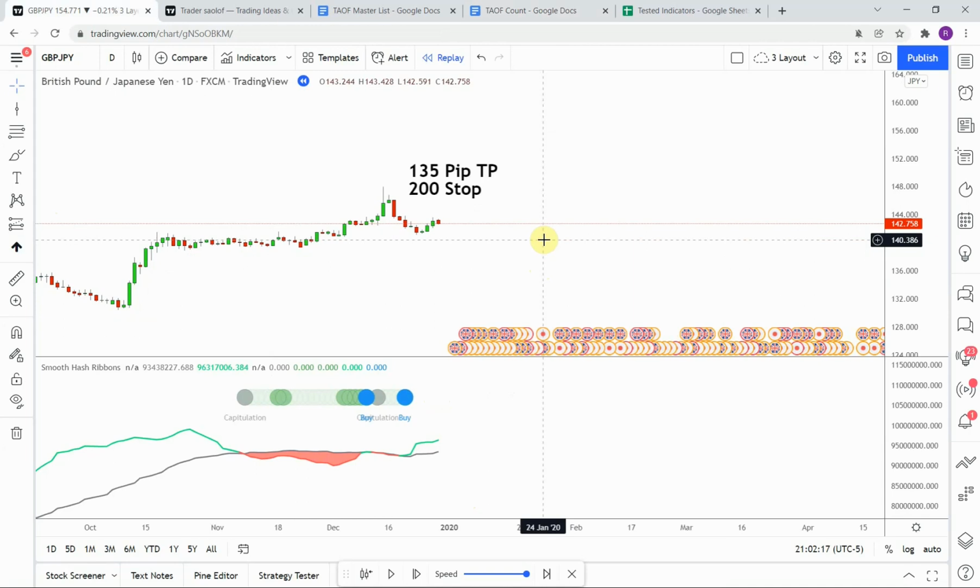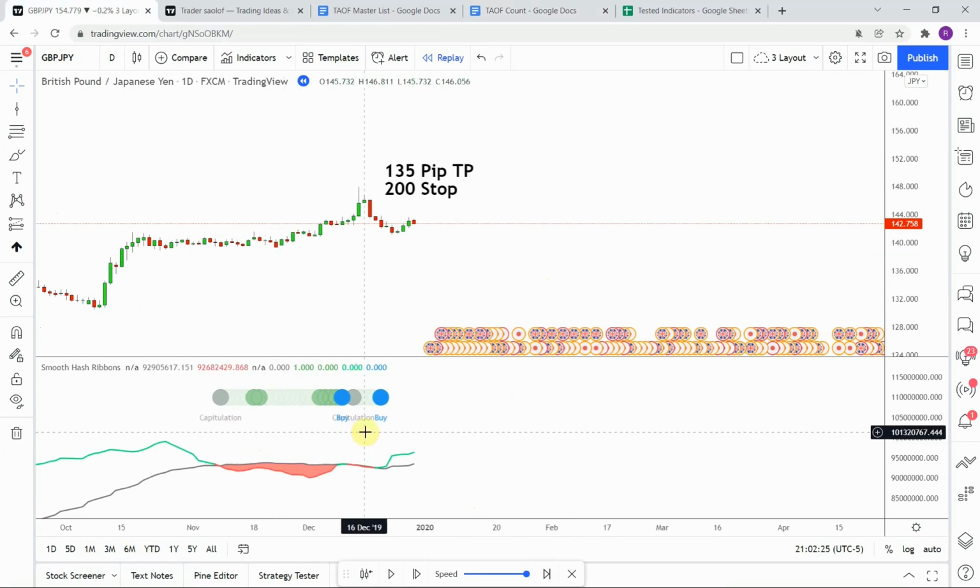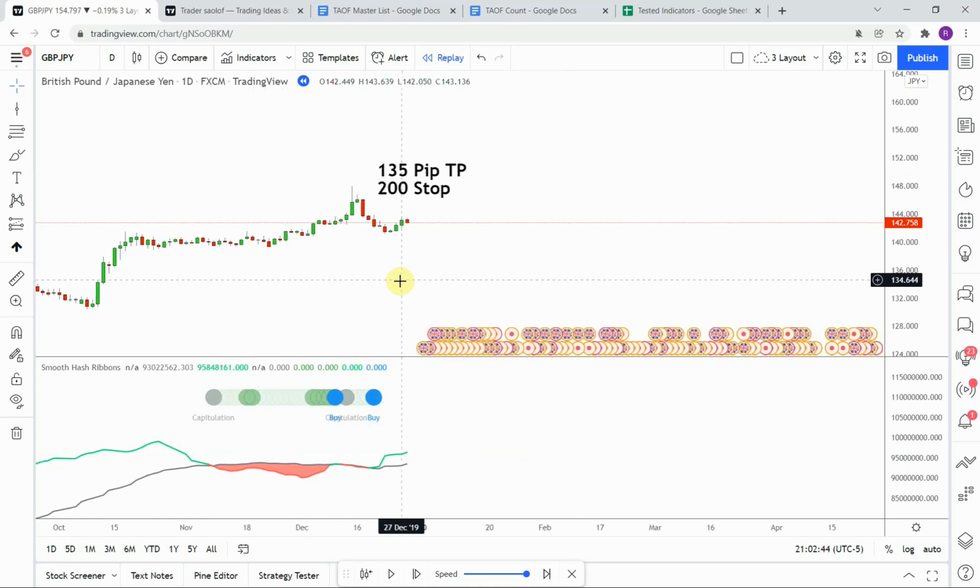Alright, so today's indicator is the smooth hash ribbons, and you can see it here on the bottom of the screen. Basically this indicator only gives buy signals, and so what we are looking for is when we get one of these blue dots here with the buy signal underneath there, the buy words, that is when we are going to go long. That's the setup that we're looking for. Let's go ahead and get on with the testing and see what we can get out of this.